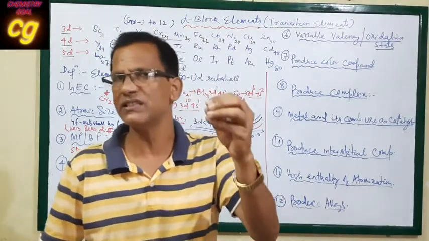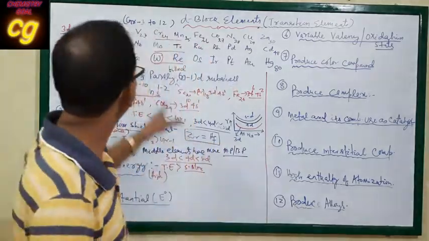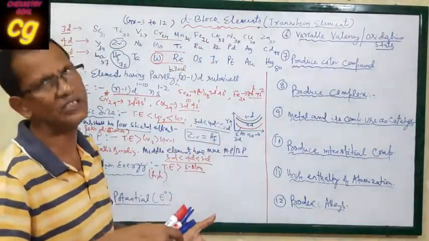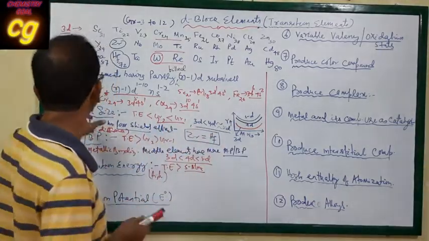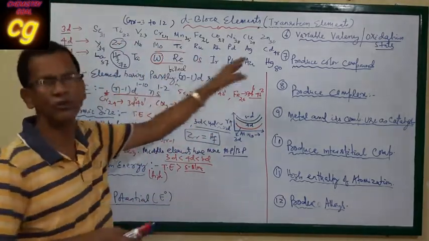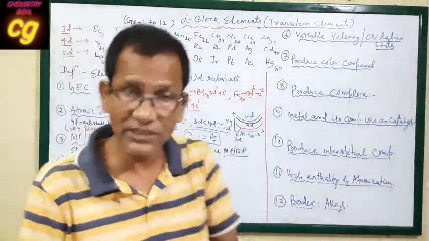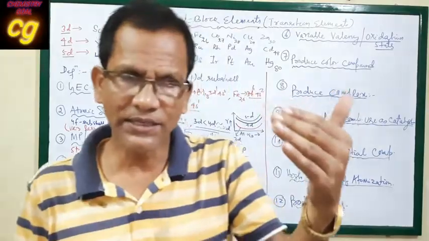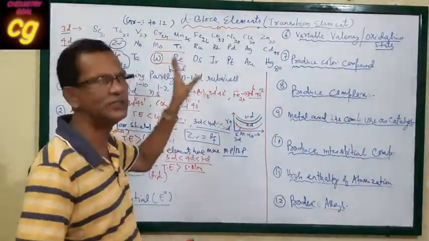We know when nuclear charge increases, size decreases. When shielding effect increases, size increases. So both effects oppose each other, due to which there is very less difference in the size of the elements along the series. Why do transition elements have very less difference of atom size? Due to increasing nuclear charge and increasing shielding effect. This is a very important thing.